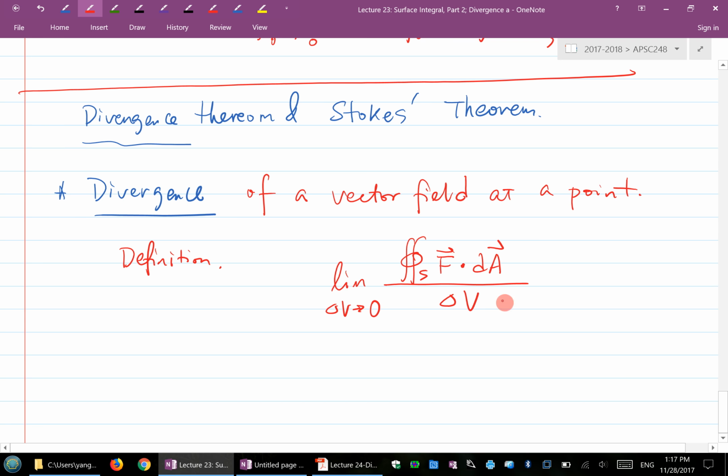Forget the limit first. Look at this fraction. The numerator is a surface integral, right? But there's a little difference: I have a circle here. What this means is that the surface is a closed surface. Just like our vector line integral, it's usually just the integral, but sometimes we have a circle there, which means it's a closed curve. In this case, it's a closed surface.